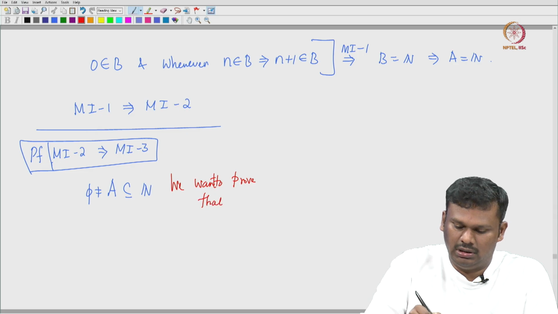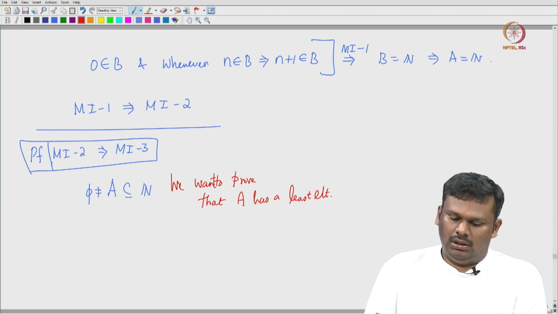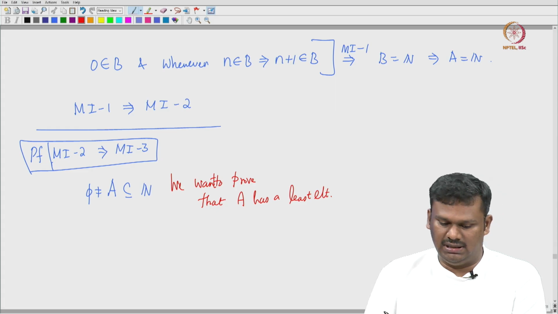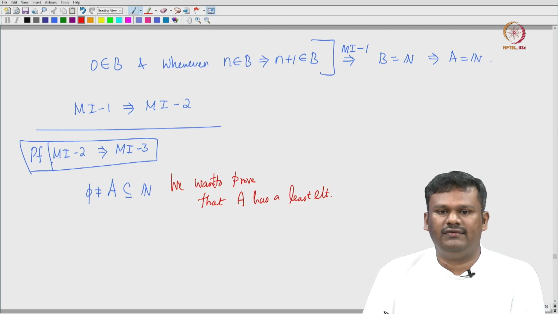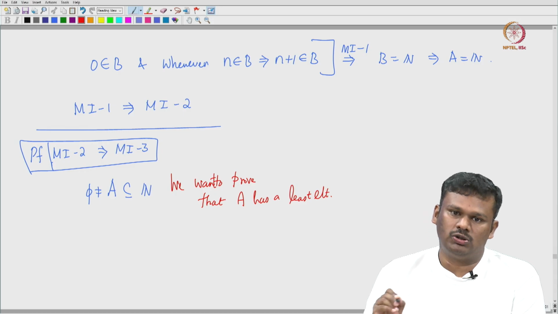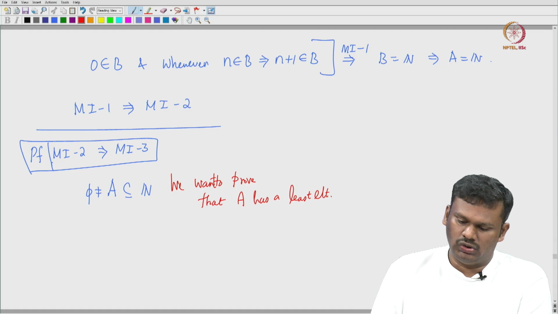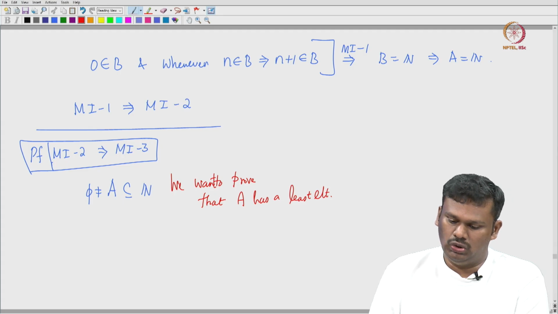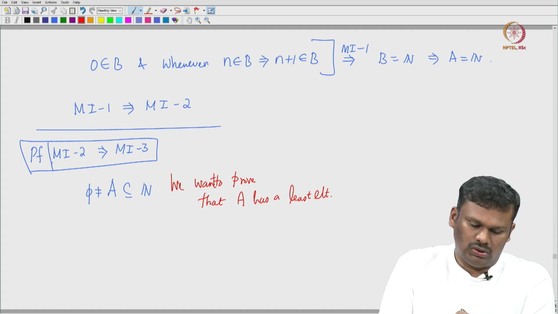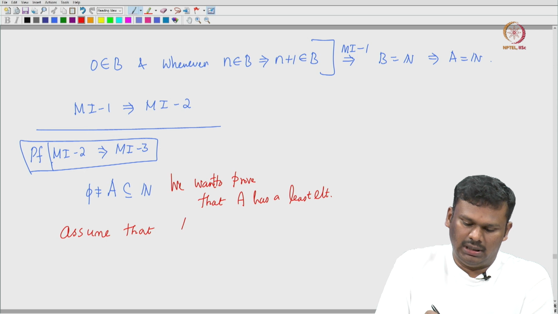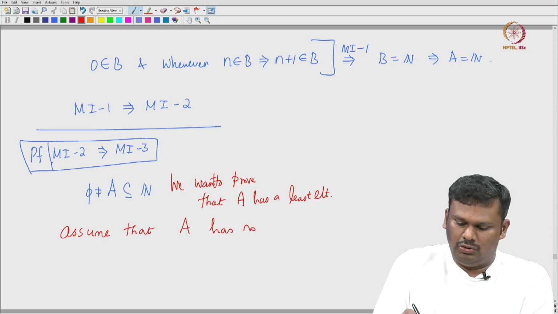That A has a least element. Okay, so how do we approach this? What if it doesn't have a least element? Then we should get a contradiction, so we should force A to be empty. So now let us assume, on the contrary, that A has no least element.